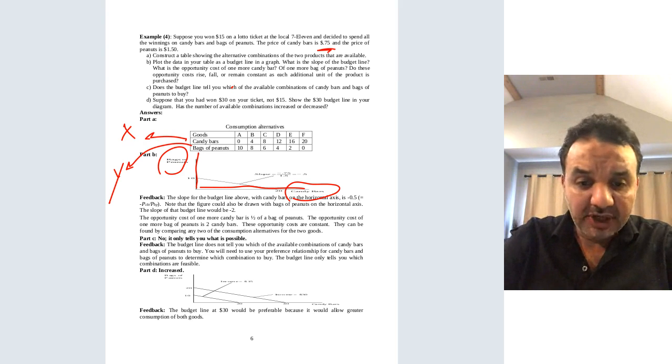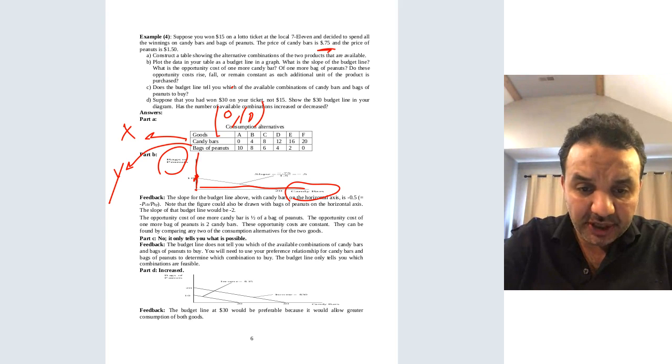Okay, so point A is going to be translated to 0, 10, right? So this is 0 and go up to 10 for the y-axis. So this is point A.